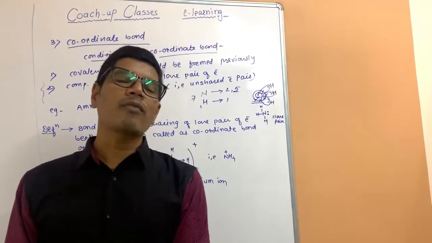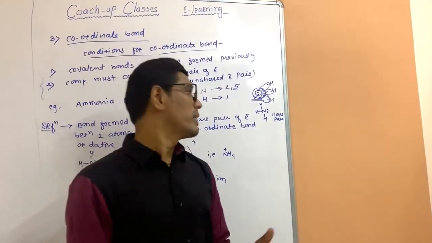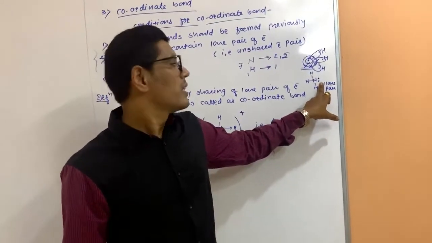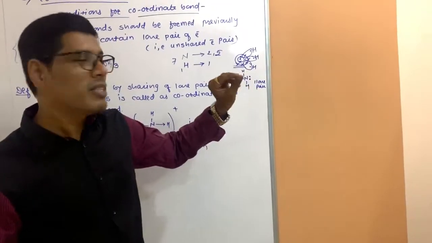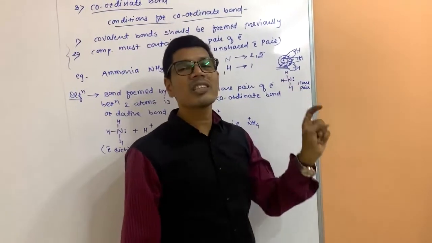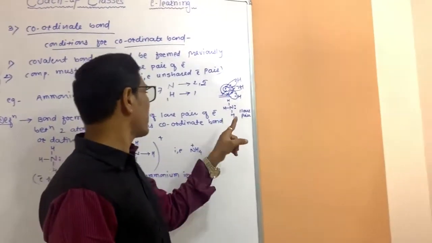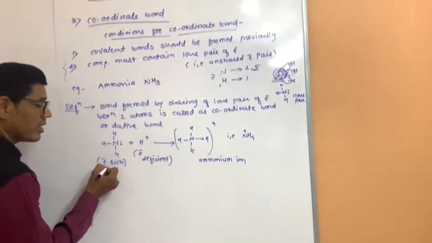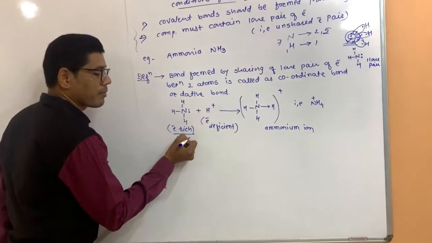After sharing means after formation of covalent bond. In ammonia there is one lone pair. Lone pair means unshared electrons. Two unshared electrons are there, and therefore it is considered as one lone pair, and that's why ammonia is considered as electron rich. It is an electron rich species.